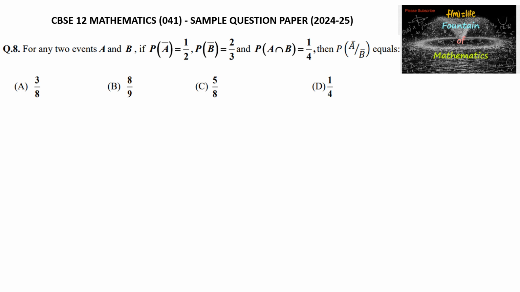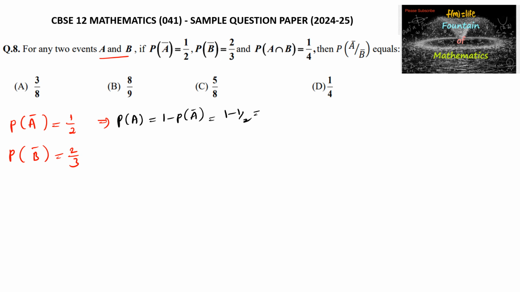For any two events A and B, it's given that P of A bar, which is the probability of not getting event A, is 1 by 2, and the probability of not getting event B is 2 by 3. So this implies that the probability of getting event A is 1 minus P of A bar, that is 1 minus 1 by 2, which is half. Similarly, the probability of getting event B is equal to 1 minus P of B bar, which is 1 minus 2 by 3, which is 1 by 3. And also given P of A intersection B is equal to 1 by 4.